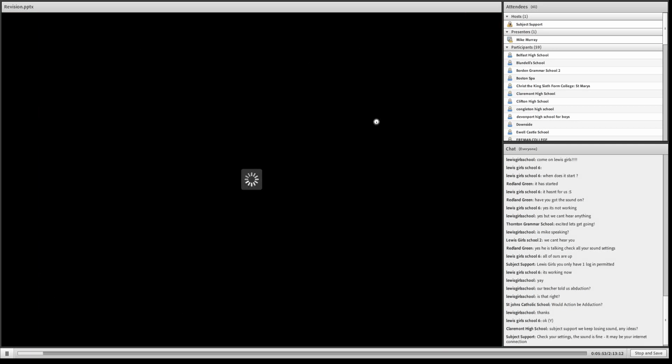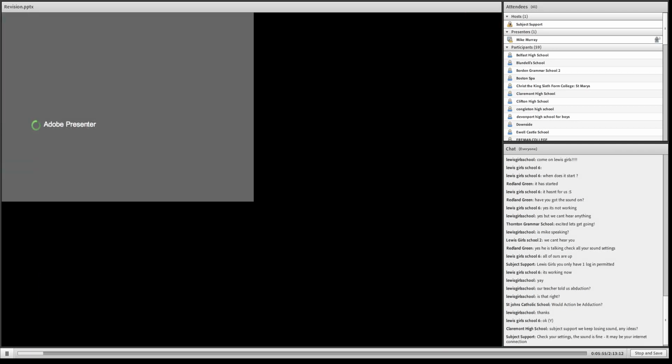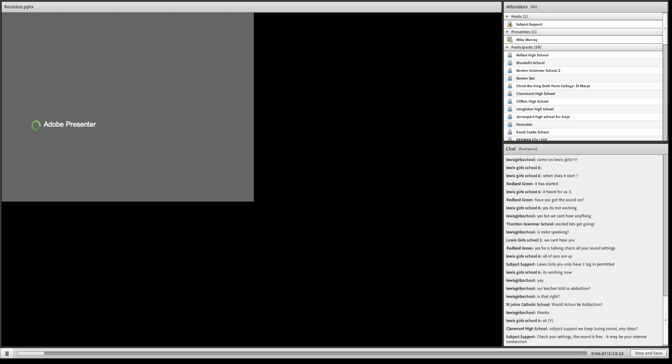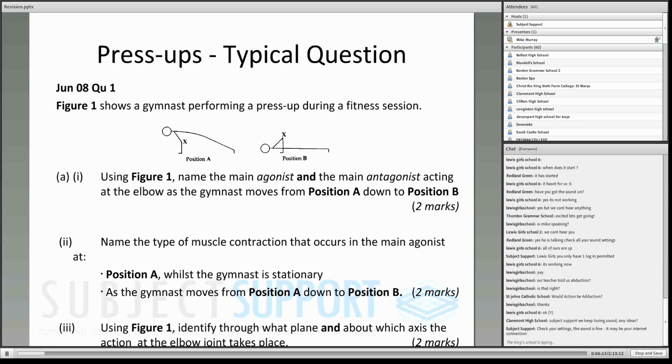Question. It's got some stick diagram of somebody doing a press up, position A, position B. The diagram asks for naming the main agonist and the main antagonist. Agonist is the working muscle, antagonist is the opposing muscle, and it's looking at the movement from position A down to position B, so a downward movement.